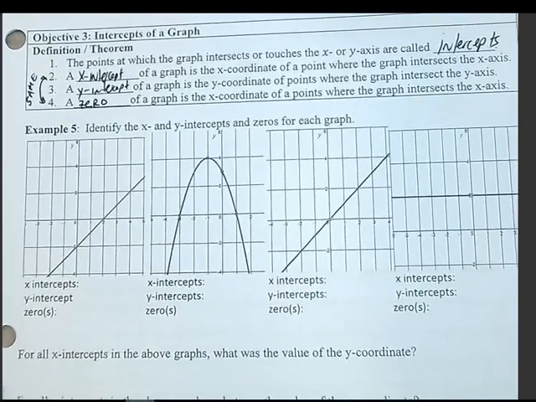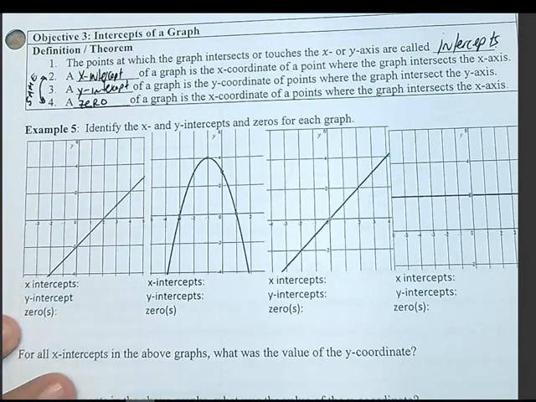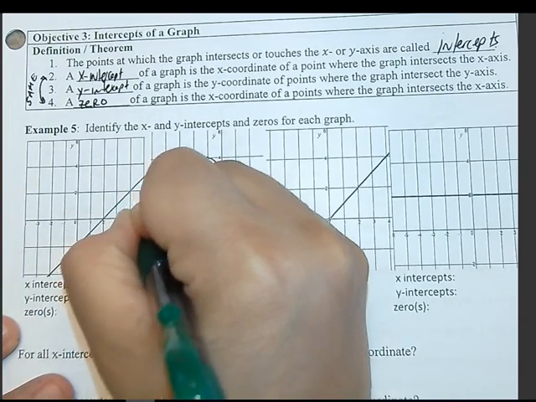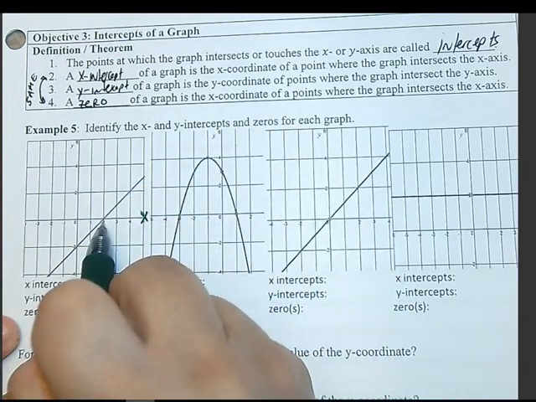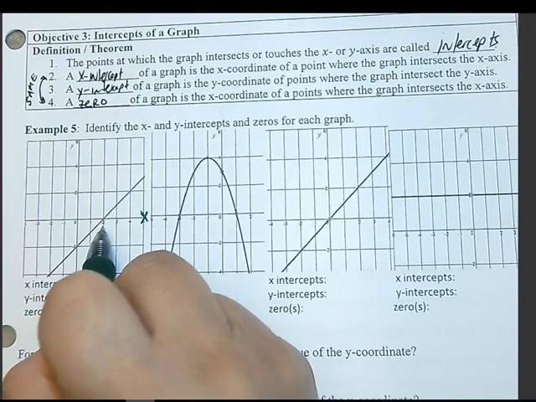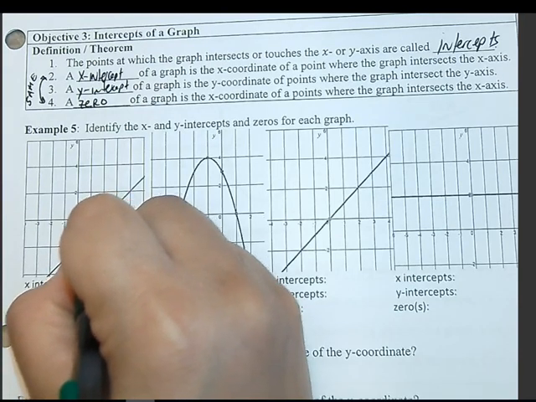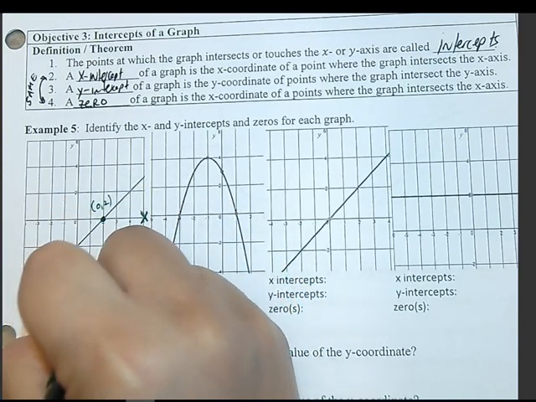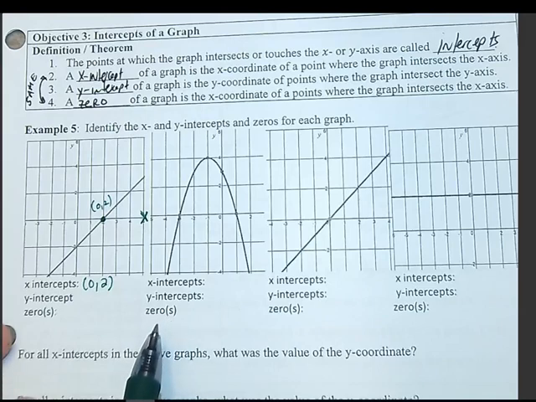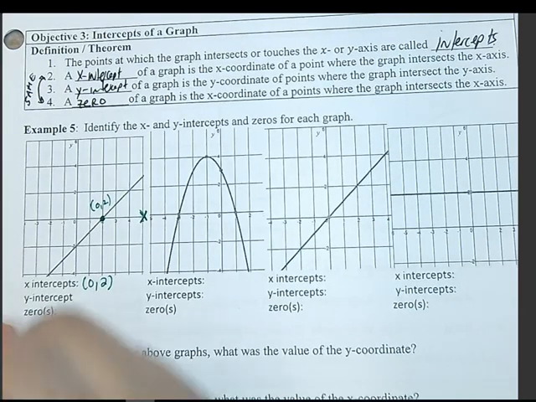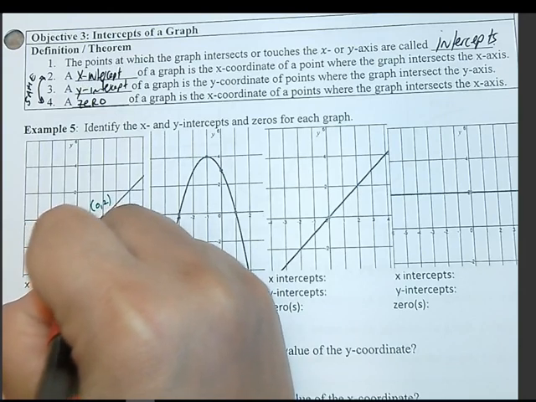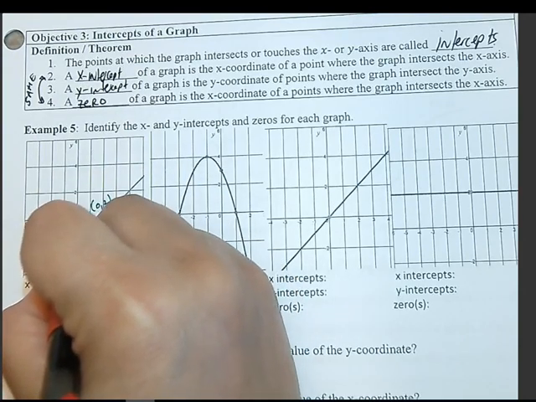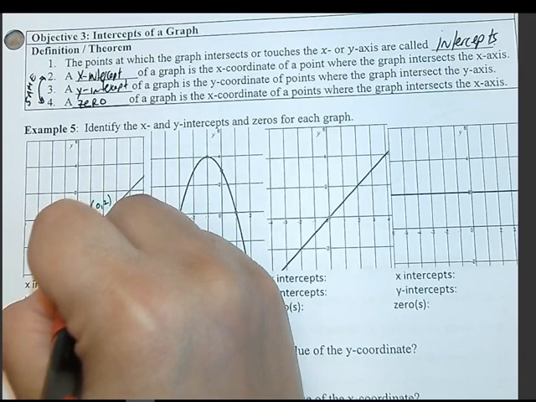So example 5, identify the x-intercepts, y-intercepts, and the zeros. So the x-intercept is where the graph crosses the x-axis. So this is my x-axis here. And notice that the graph is crossing at 2. And so this point here is 2, 0. The y is 0, and then we have a 2. And then the y-intercept is where it crosses the y-axis. So here is our y-axis. And notice that the point is at 0, negative 2.